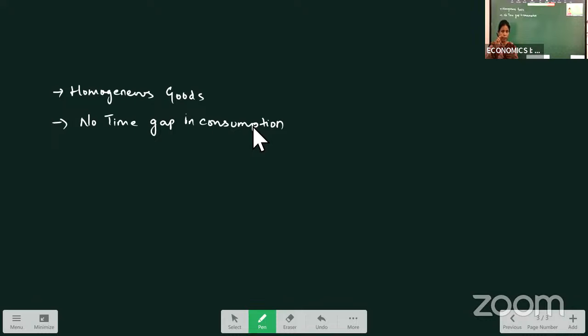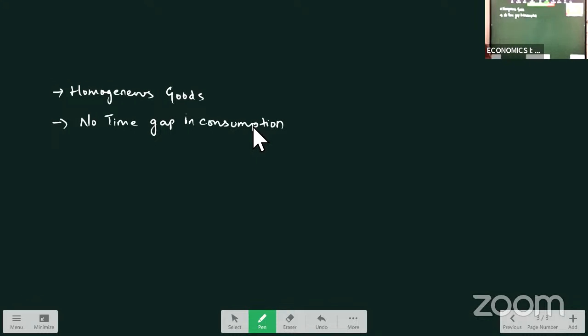When you take one mango, the first mango will give you more satisfaction. Immediately you take the second one, you will not get the same satisfaction as the first one, right? Third one you have it. Fourth one, your stomach is full now. You don't want to take more. Fifth one, sixth one, you take continuously. Means there is no time gap in consumption. If you have a time gap, what will happen? Today I will take one, afternoon I will take one, tomorrow I'll take one. We cannot explain this law. So in this law, we assume that there is no time gap in the consumption.